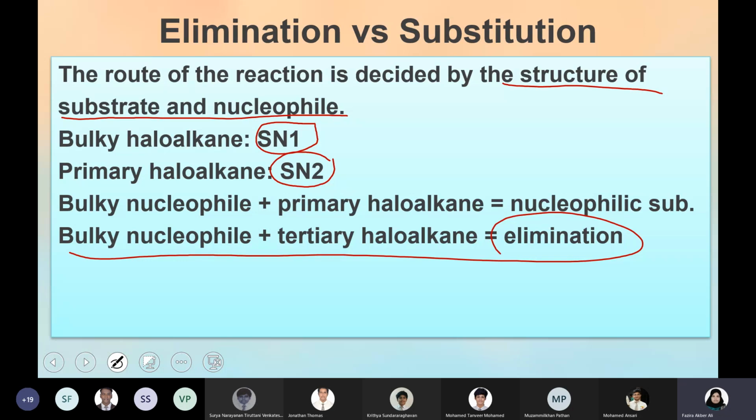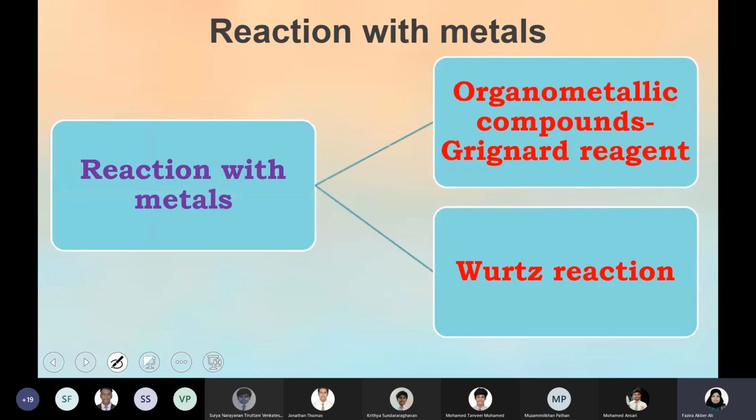Okay, so that means we are done with elimination, the second reaction of haloalkane. And now the third reaction for haloalkane is the reaction with metals. Reaction with metals is of two different types. First is formation of organometallic compound like Grignard reagent. And the second one is Wurtz reaction. That also we discussed last year. What is Wurtz reaction? We have studied Wurtz reaction last year in organic.